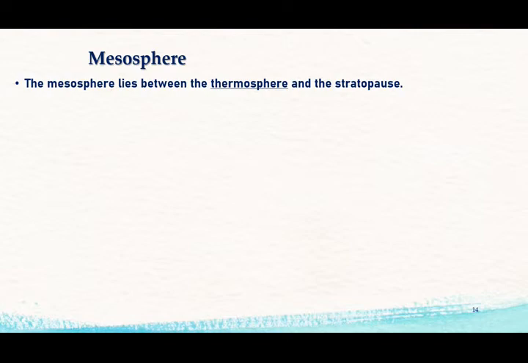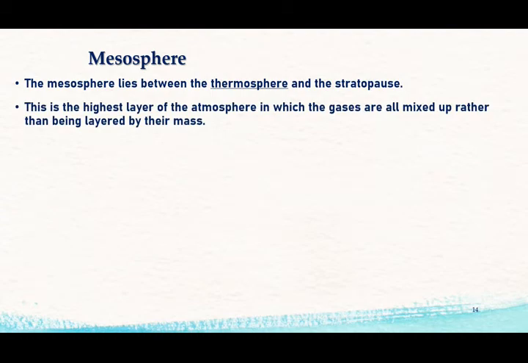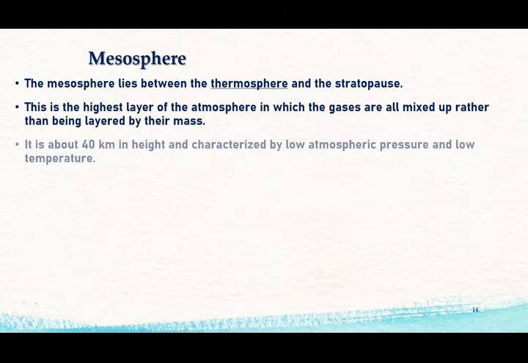So, let us now recall the points of mesosphere. Mesosphere lies between the thermosphere and the stratosphere, hence the name meso, that is middle, and it is the highest layer of the atmosphere in which the gases are all mixed up rather than being layered up by their masses. It is about 40 kilometers in height and characterized by low atmospheric pressure and low temperature.